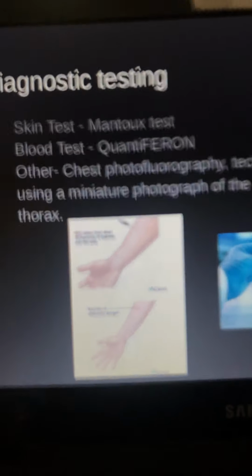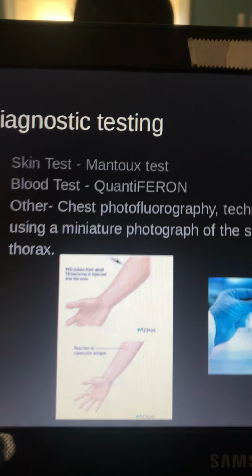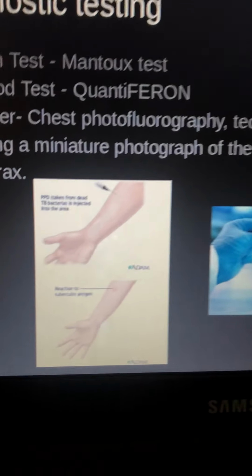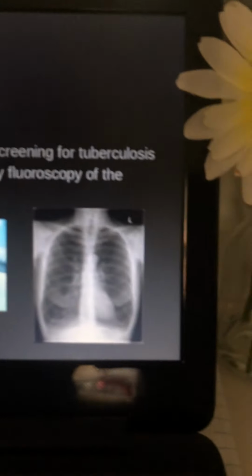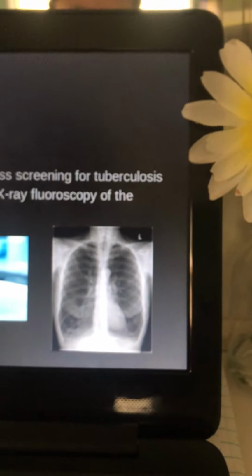This is an example of the skin test. I personally have had the skin test for my job. I am a CNA, so at the nursing home it was required. It's just the needle, and the side effect is a bubble in your skin. So that's the example. That's an example of the blood test, and that is the fluoroscopy of the thorax.